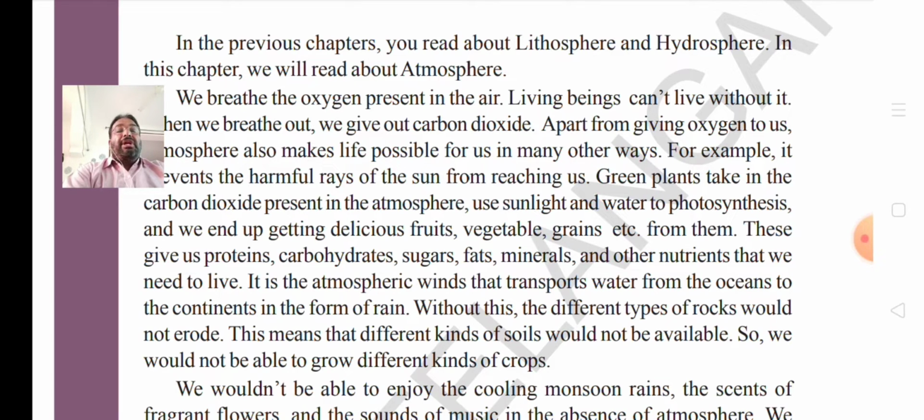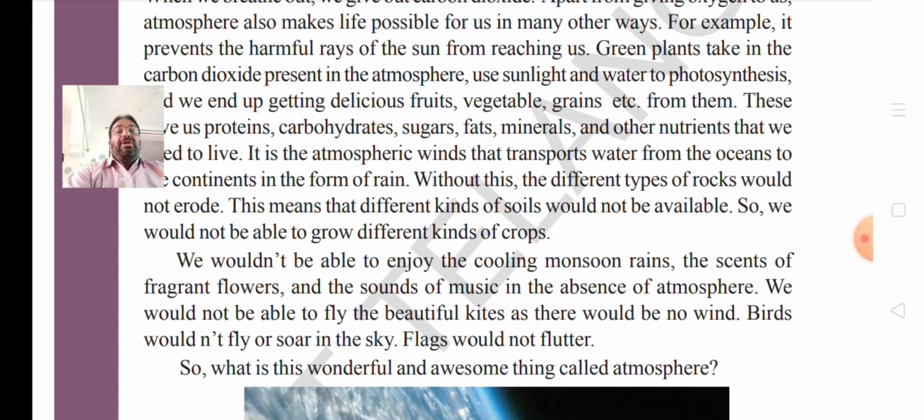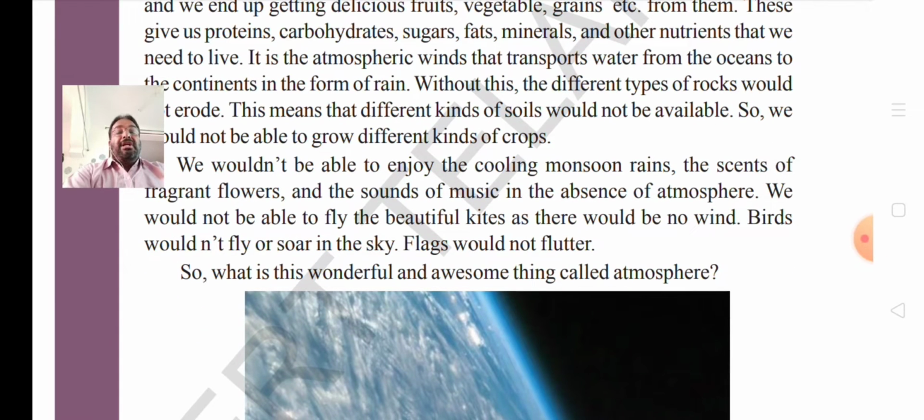Without this, the different types of rocks would not erode. This means that different kinds of soils would not be available, so we would not be able to grow different kinds of crops. The cooling monsoon, the scent of fragrant flowers, the sound of music, all this will be absent if there is no atmosphere. We cannot even fly a beautiful kite, or enjoy the beauty of the wind. Even birds cannot fly in the air and our flags will not flutter.